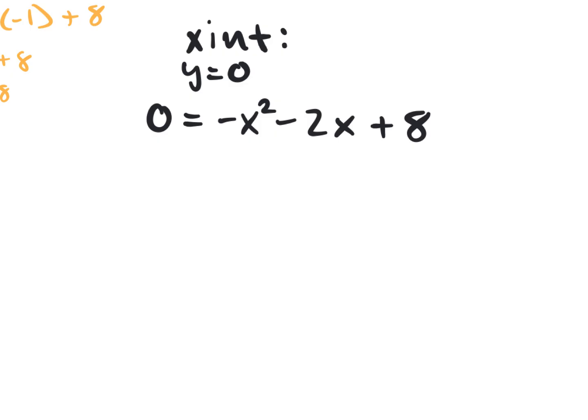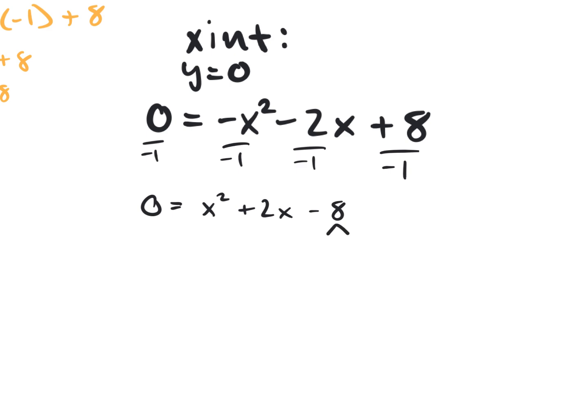We can do the first time's the last to factor. I don't really love when our leading coefficient's negative, so what I'm going to do is take out a GCF of -1. I'm going to divide everything by -1, just to make our factoring a little bit easier for us. So we have 0 equals x squared plus 2x minus 8. From here we can factor normally.